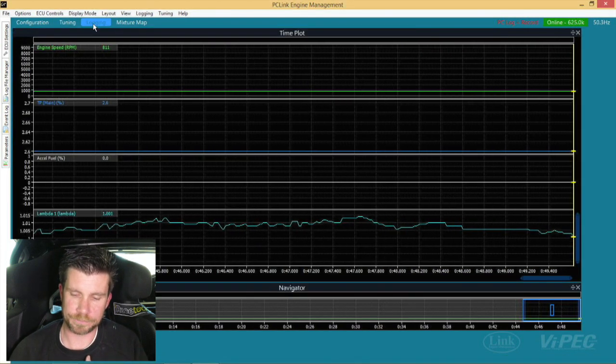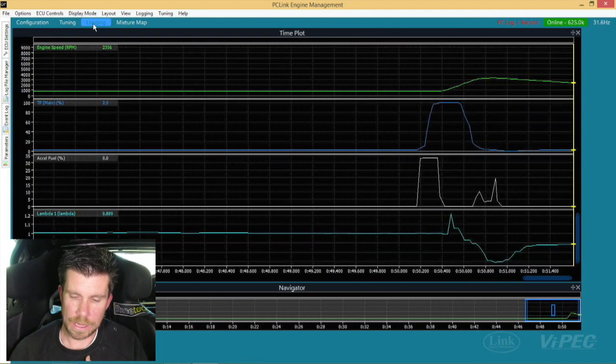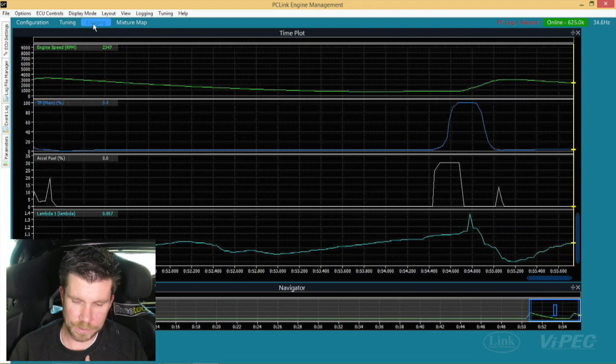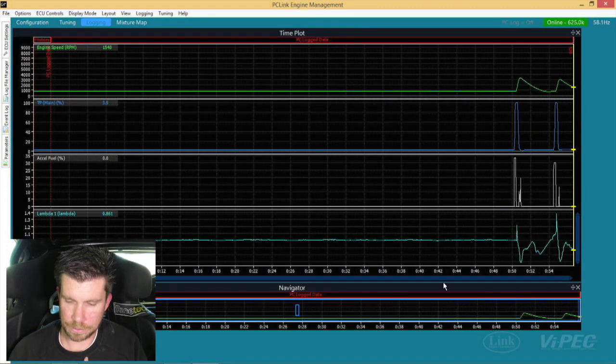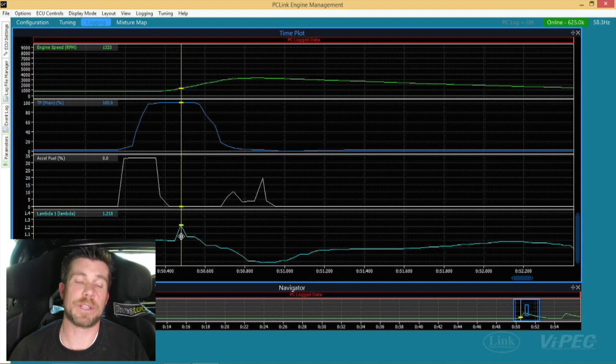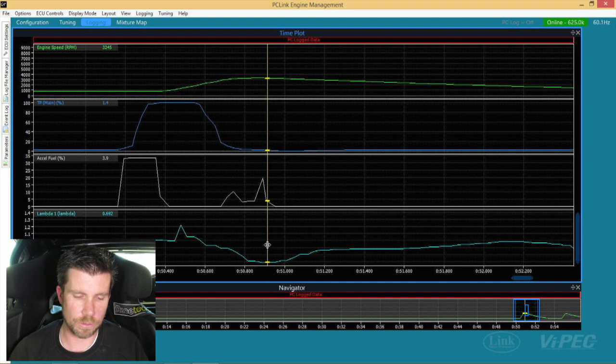Let's have a look at our logger and see how that affects it. Okay, so we'll just stop the logger here. And you can see, remember our last test, we went to about 1.36 lambda. In this case, we've gone to 1.2, so I've made an improvement. At the same time though, you can see we've also gone all the way down to 0.69, so we've gone very, very rich.